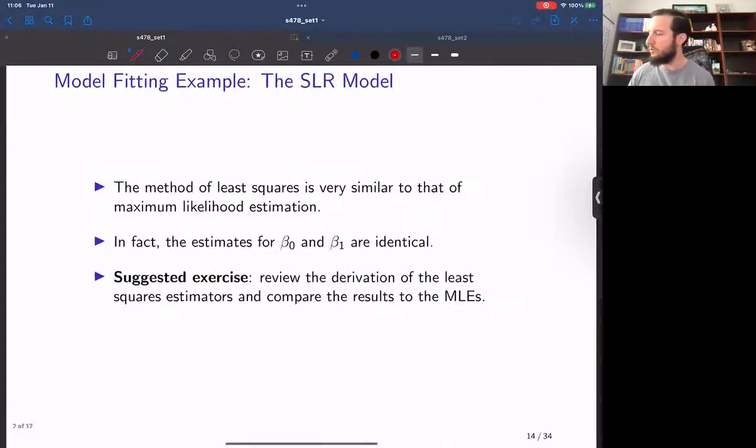And I encourage you on slide 14 to review that process. That is just to review the method of least squares, and you can compare the estimates for beta 0 and beta 1 directly to show yourself that they are the same, instead of just taking my word for it.